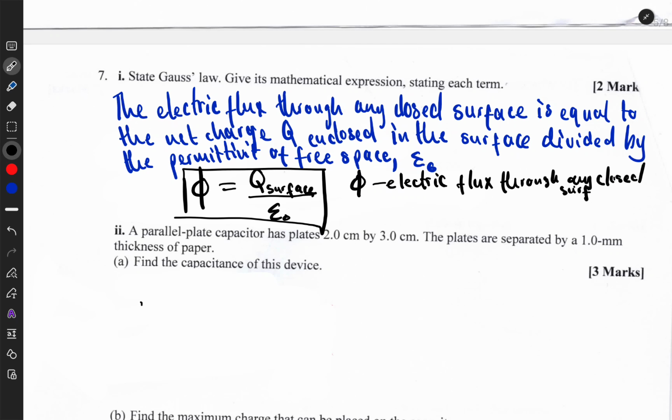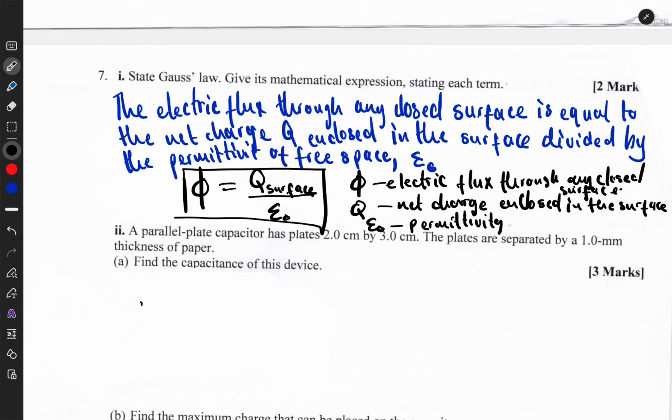Then you are going to have Q, which is the net charge enclosed in the surface, so the charge inside, divided by mu zero, which is the permittivity of free space.